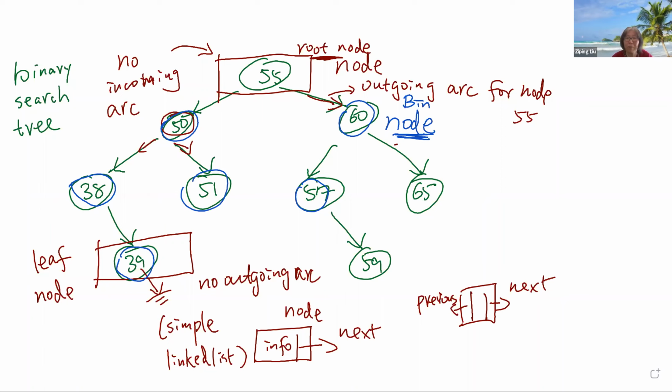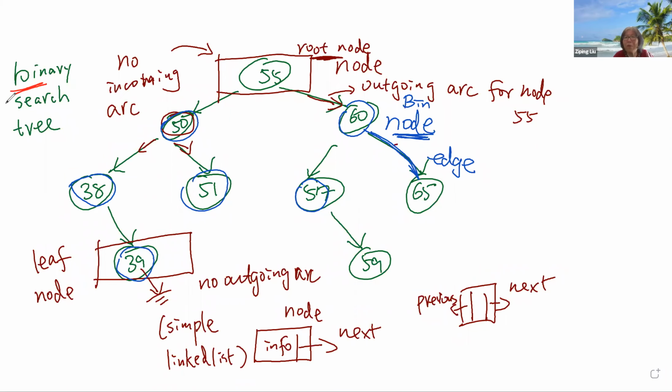okay. Okay, so this is called a node. Then how about those arrows? Those lines connecting two nodes? Generally we can call it an arc or an edge. Okay, so that's the name. And within this diagram, it's called a binary search tree.